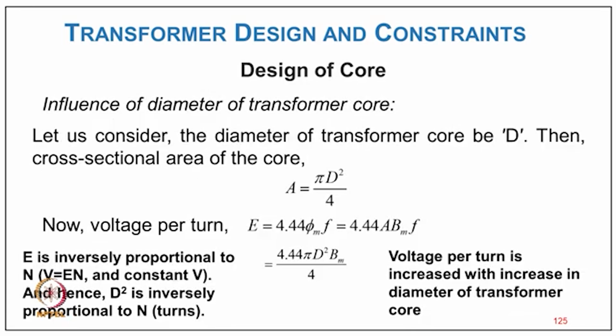Now the influence of the diameter of the core: let us consider the core diameter to be d, then the cross section area of the core will be A equal to pi d square by 4. And volt per turn, as already explained, E equal to 4.44 phi m f, so that becomes 4.44 A into B f. Since V equals E, and V is constant, d square is inversely proportional to N. So that is equal to 4.44 into pi d square by 4 into Bm into f. So you can call it that the volt per turn increases with the increase in diameter of the transformer core.